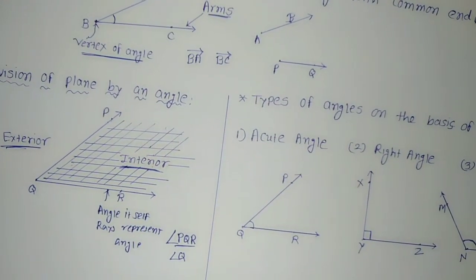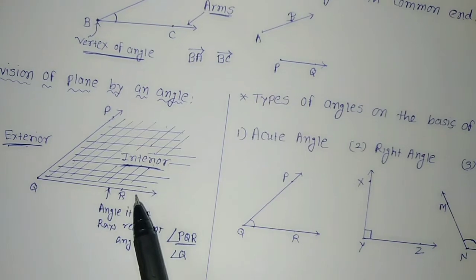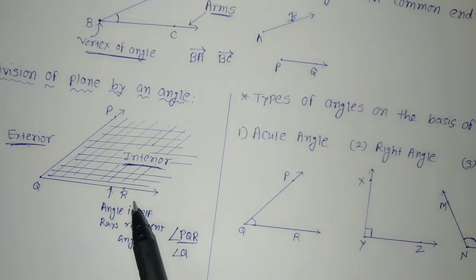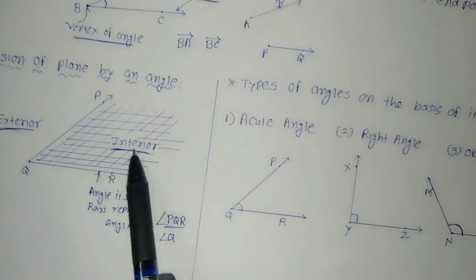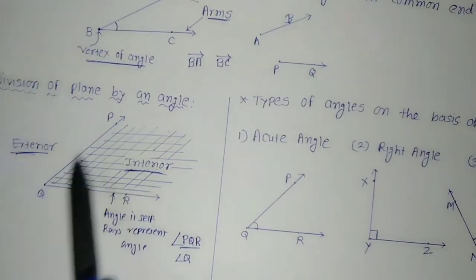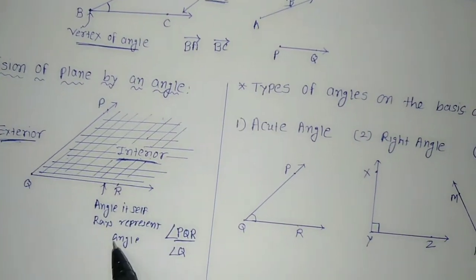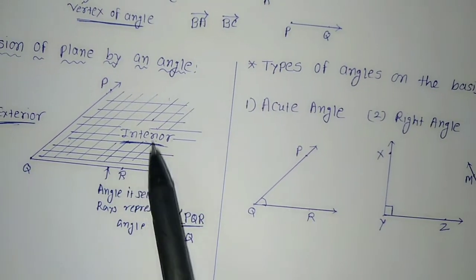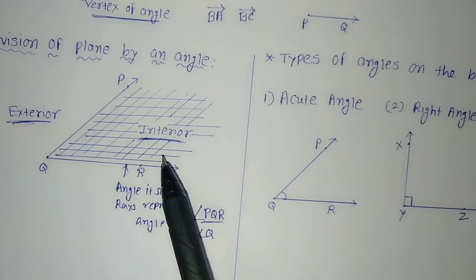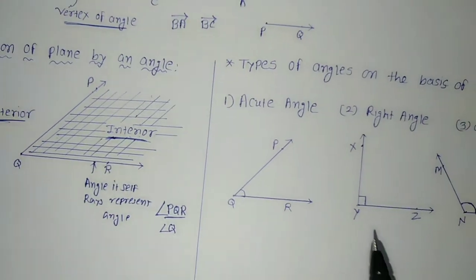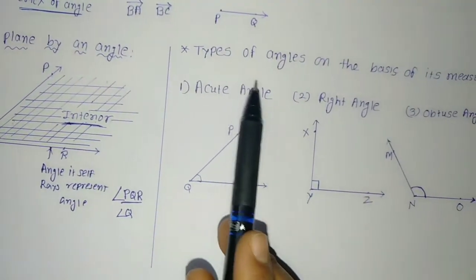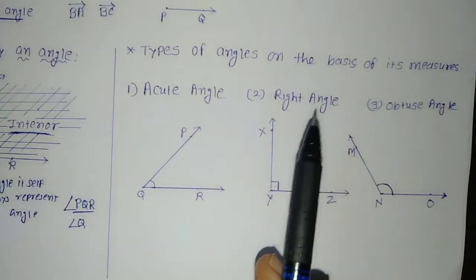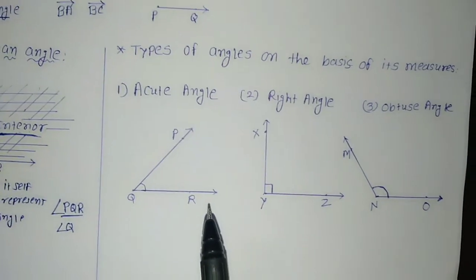I hope you understand that an angle divides the plane into three parts: the interior of the angle, the exterior of the angle, and the rays that represent the angle, or we can say the angle itself. So this is the division of the plane by the angle. Now let us see the third portion, that is, types of angles on the basis of their measures.